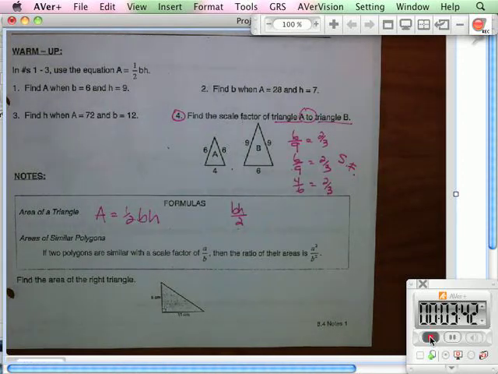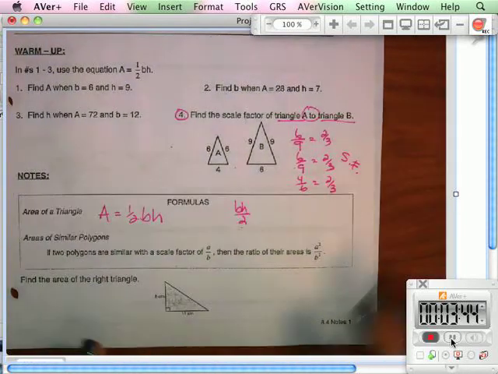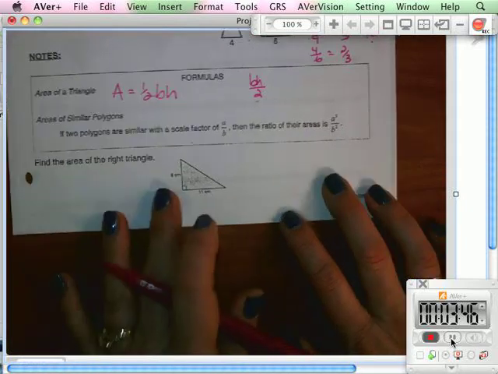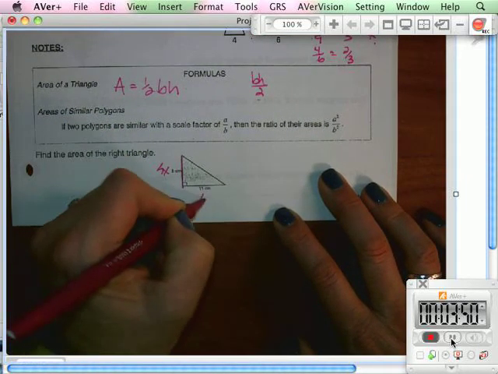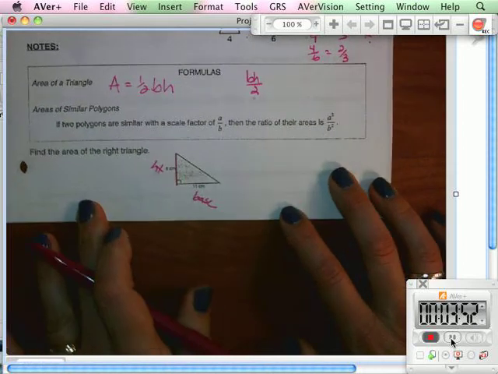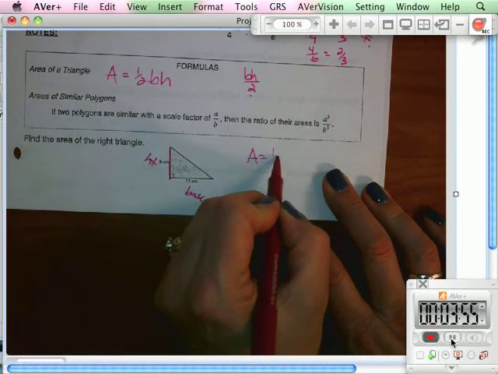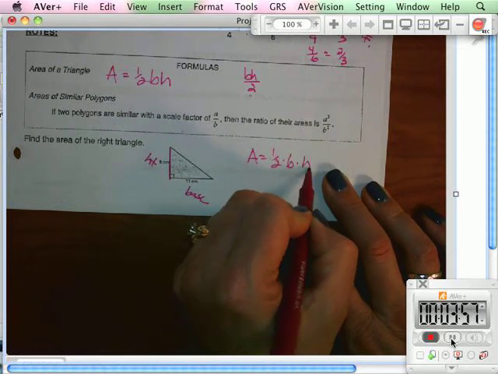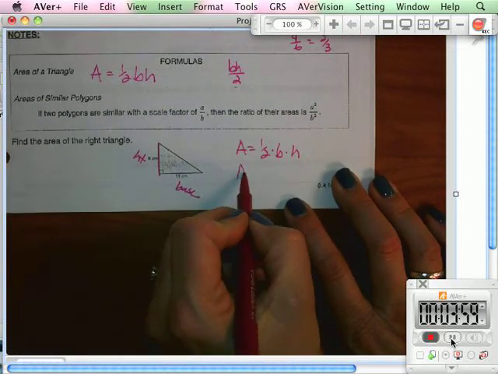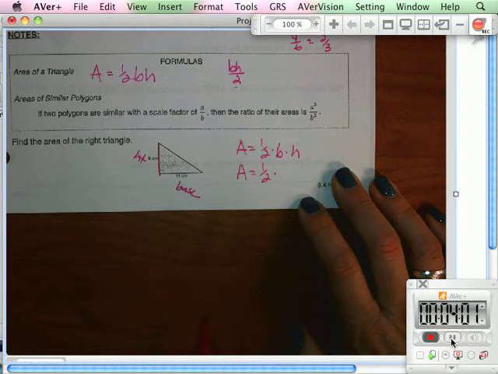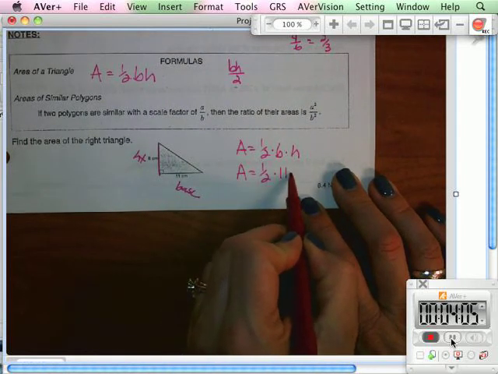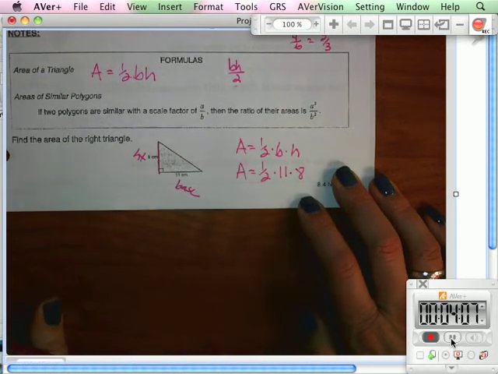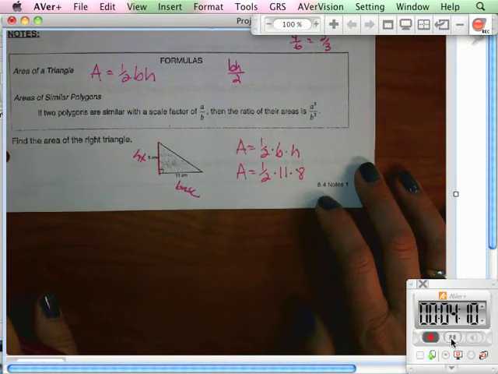Hold on a second. All right, let's practice this. Couple things here. Let's find the area of the right triangle here. So here's the height. Here's the base. Let's just write down the formula and fill in what we know. So area equals 1/2. The base is what? 11, and the height is 8. And you do not need a calculator to do this math.